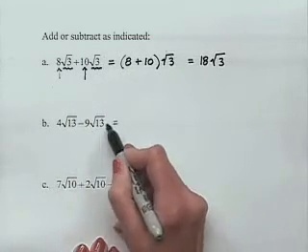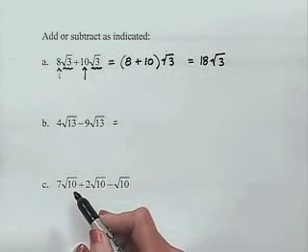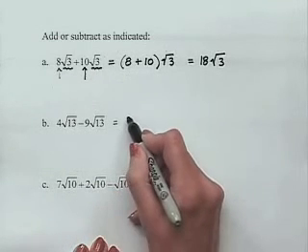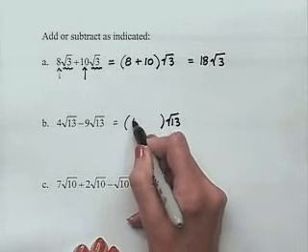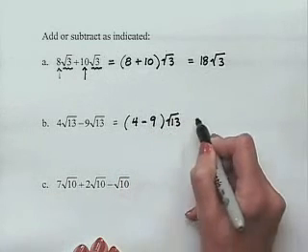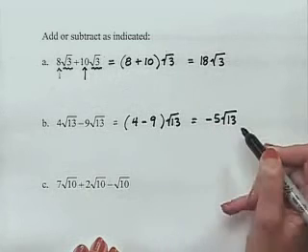Part B, we have 4 times the square root of 13 minus 9 times the square root of 13. In our middle step, we would think of factoring out the square root of 13 from both terms. We're left with 4 minus 9. We'll evaluate that to give us negative 5 times the square root of 13 as our result.